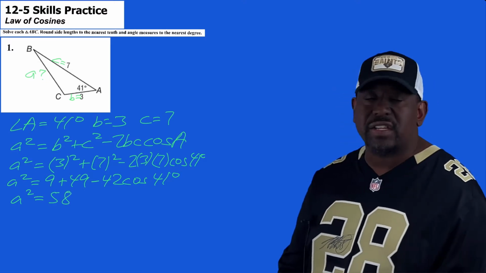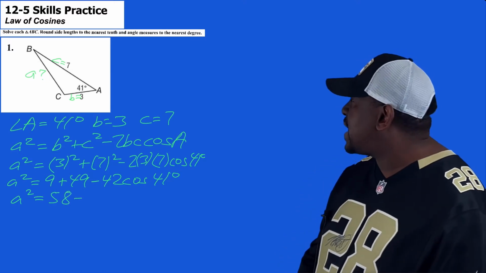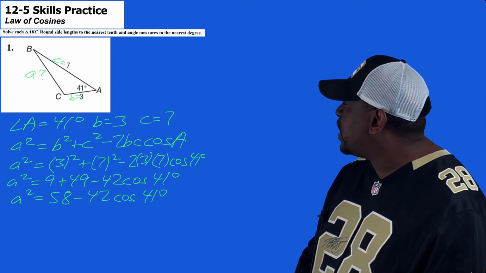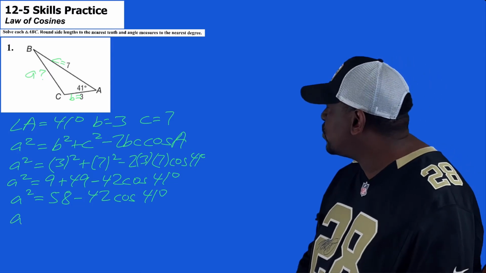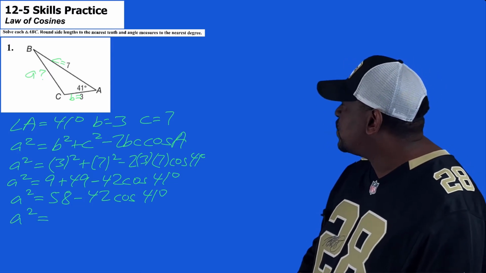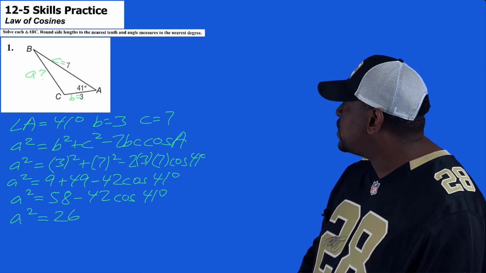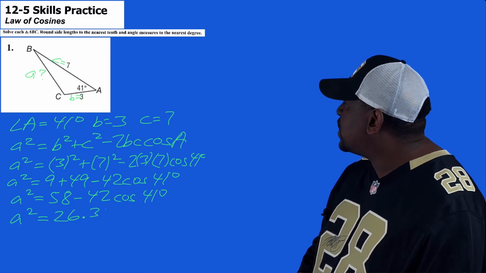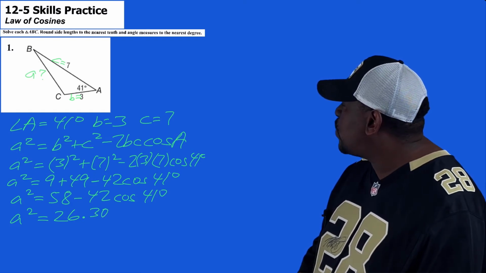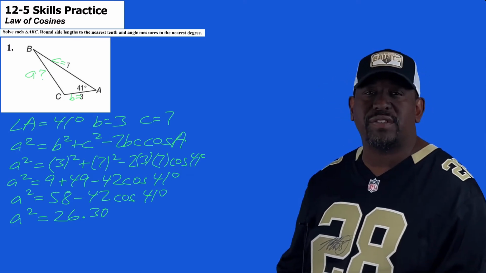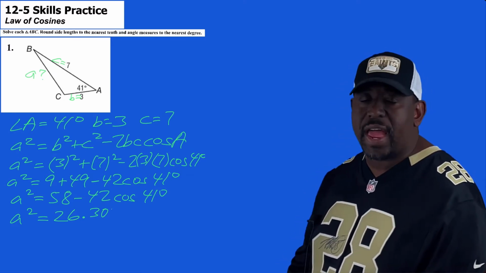We don't need a calculator yet. We're adding 9 and 49, which gives us 58 minus 42 cosine of 41 degrees. At this point, we get our calculator out and simplify 58 minus 42 cosine of 41 degrees. That will give us a value of 26.30 is equal to A squared.